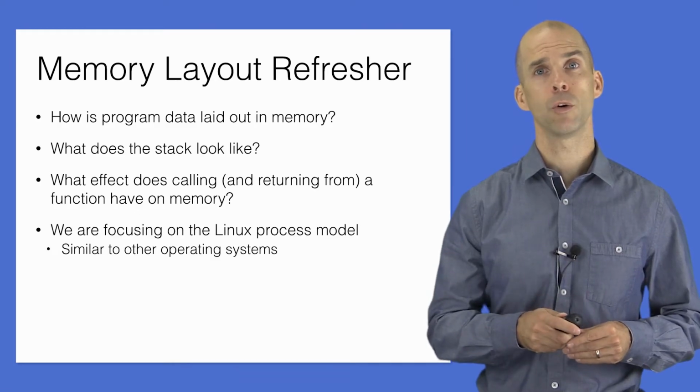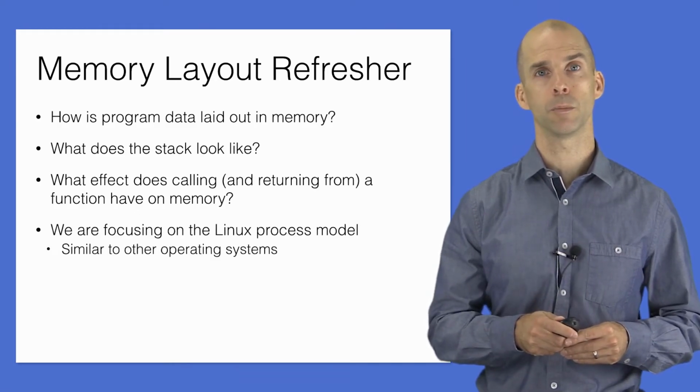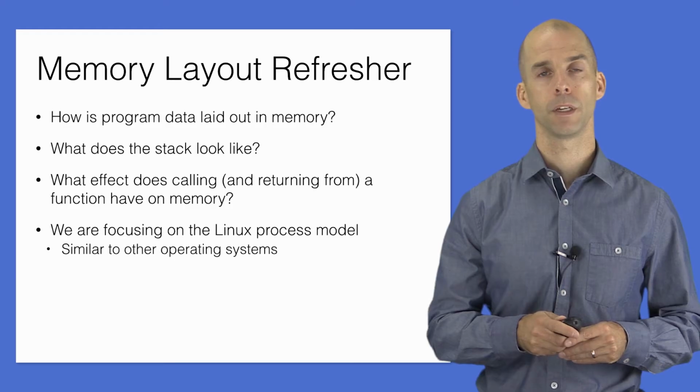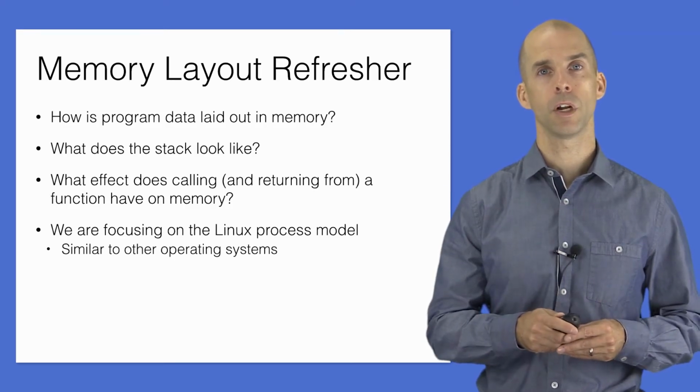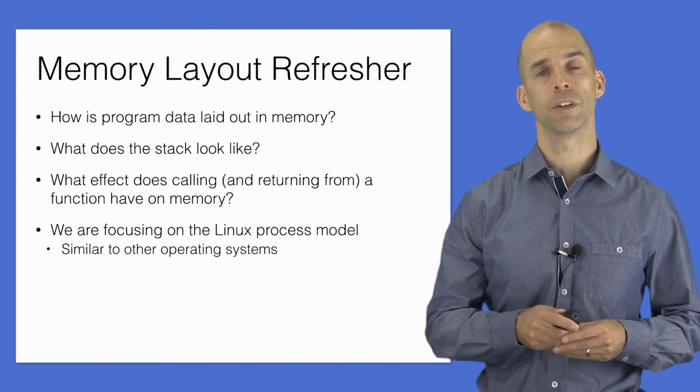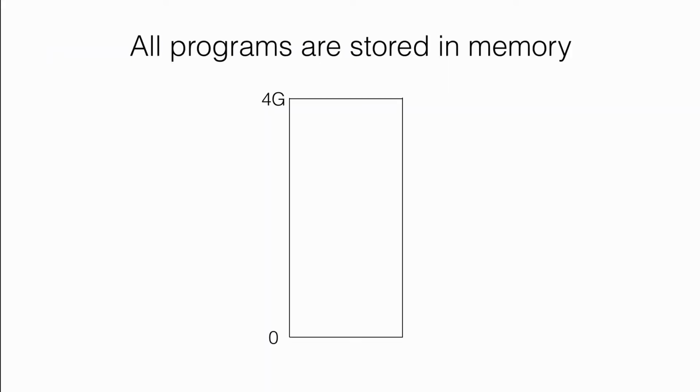In our discussion, we focus on the Linux operating system process model running on an Intel x86 32 or 64-bit processor. While the details differ for different operating systems and architectures, the concepts that we will consider are very similar. All programs are stored in memory. A program, when it begins running, is called a process, and that process is given memory by the operating system in order to run. Here we depict the process's address space.